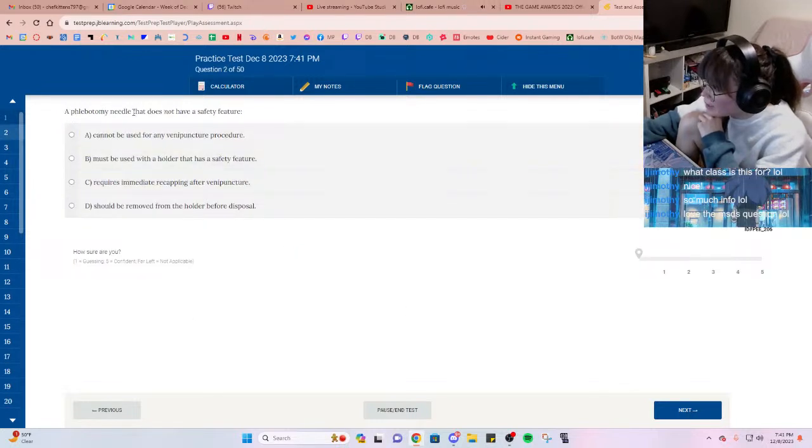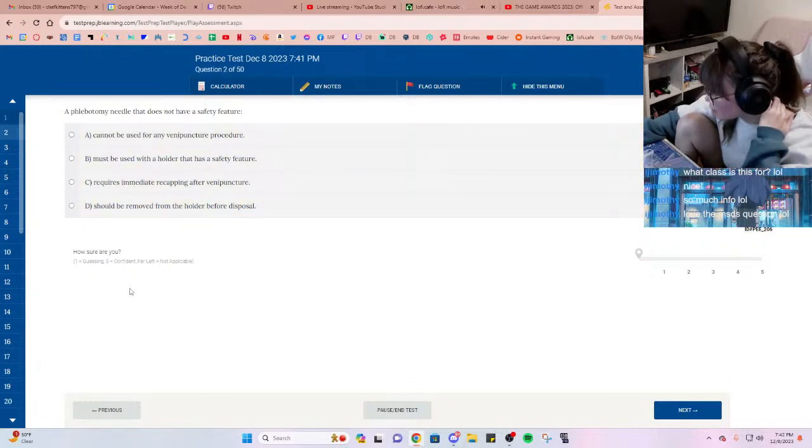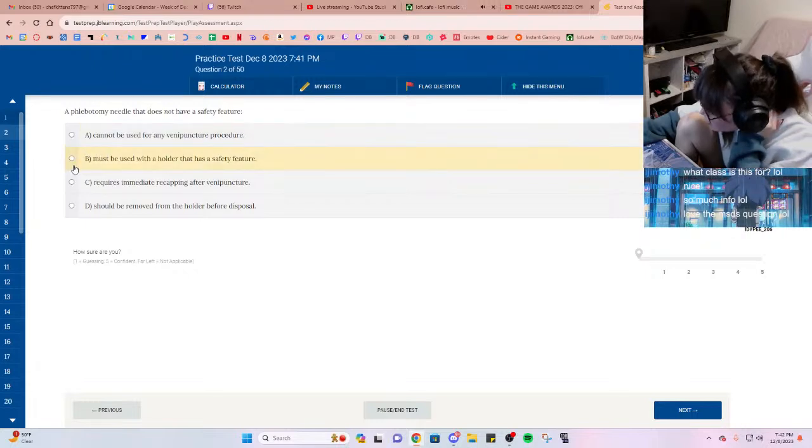A phlebotomy needle that does not have a safety feature cannot be used for any venipuncture procedure, must be used with a holder that has a safety feature, requires immediate recapping after venipuncture, or should be removed from the holder. I think it's neither of these. I'm choosing between these two. It needs to be a holder that has a safety feature. I think this cannot be used for anything. I don't know. I've never seen something like this. Must be used with a holder that has a safety feature? I'm going to guess this one.